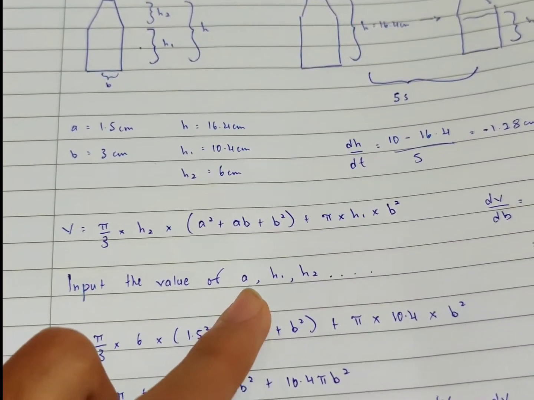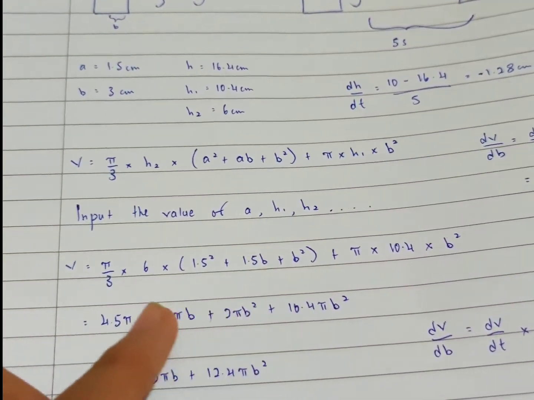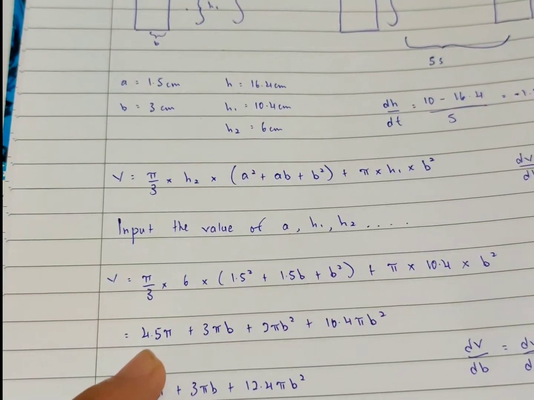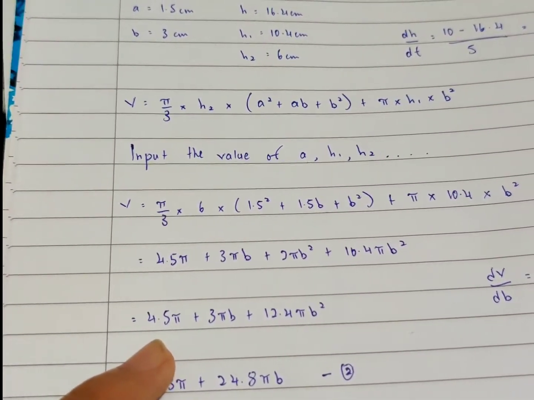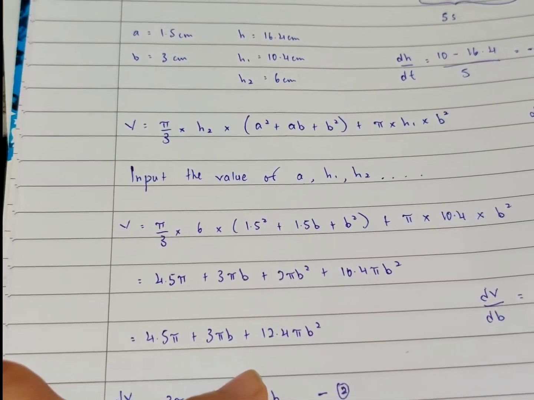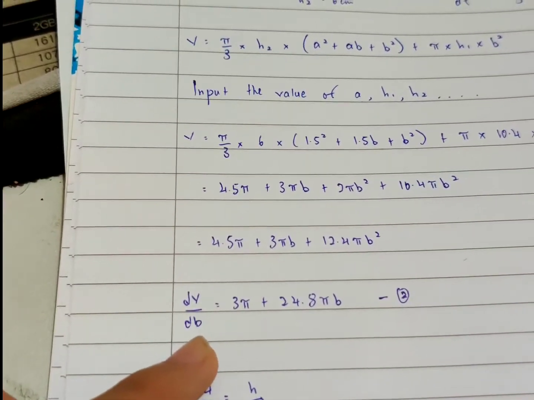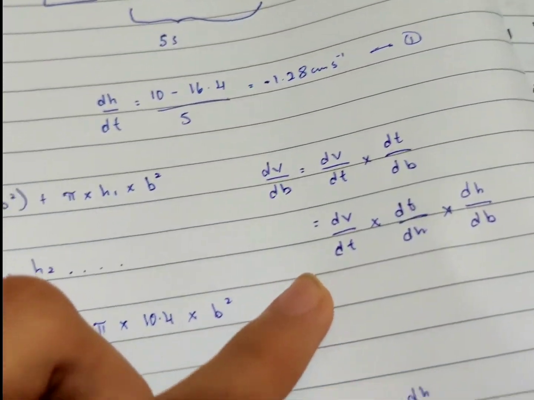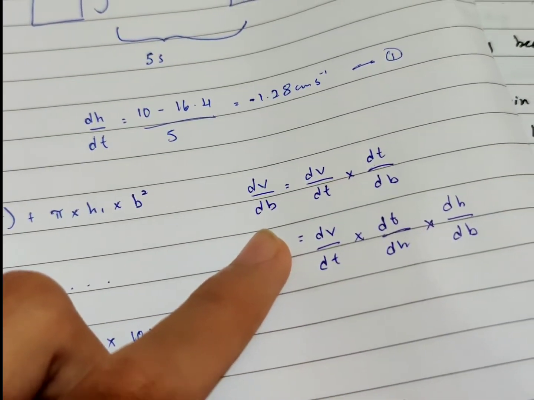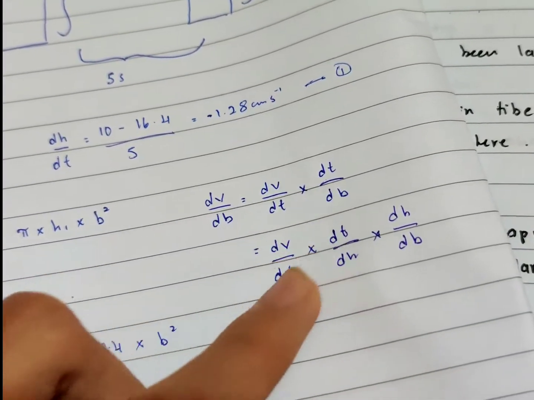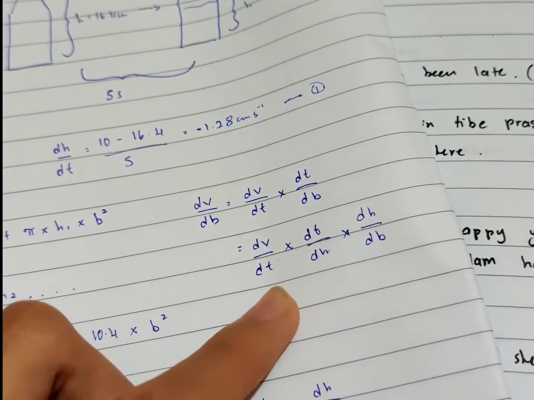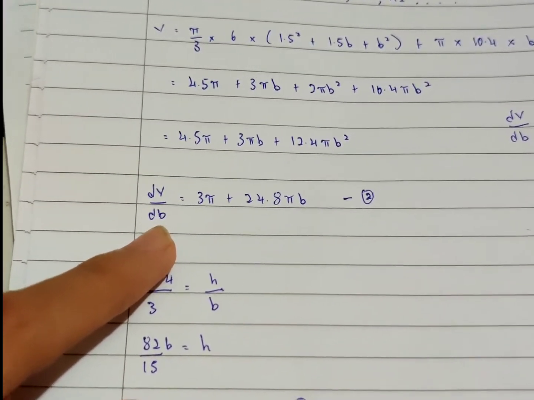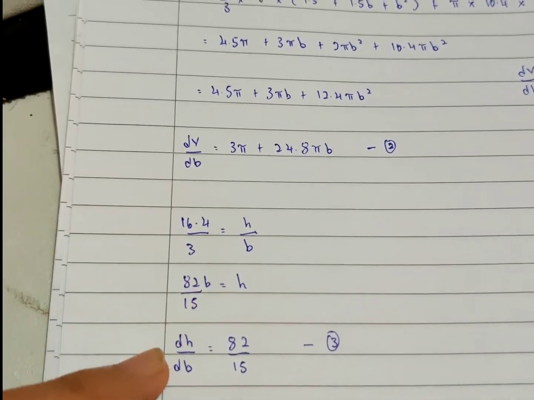So we input the value of a, H1 and H2, and b. So we simplify it and then it becomes 4.4 pi plus 3 pi b plus 12.4 pi b power of 2. So we differentiate it, then it becomes 3 pi plus 24.8 pi b. We do all this because we want to find dV/dt, where dV over dB equals dV over dt multiplied with dt over dB. So this will become dV over dt multiplied with dt over dH multiplied with dH over dB. This is dV/dB, and then we want to find dH over dB.